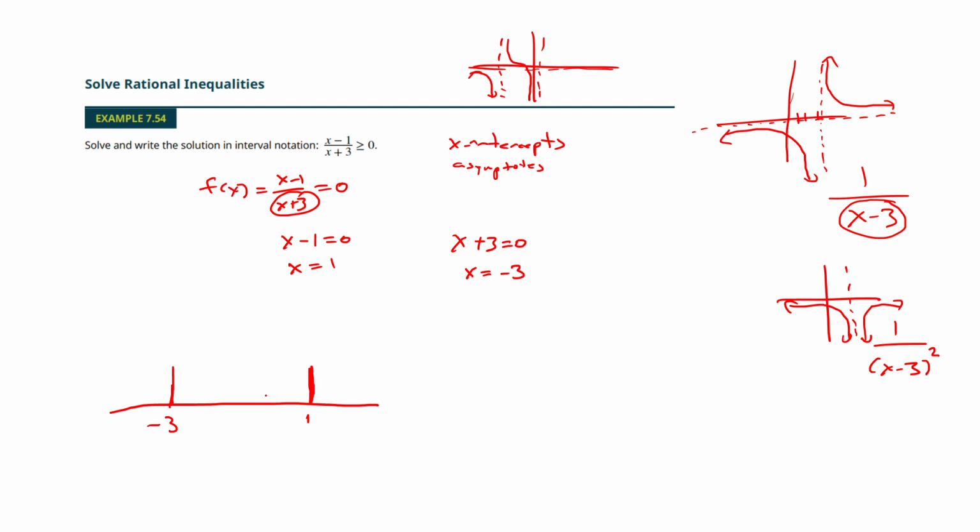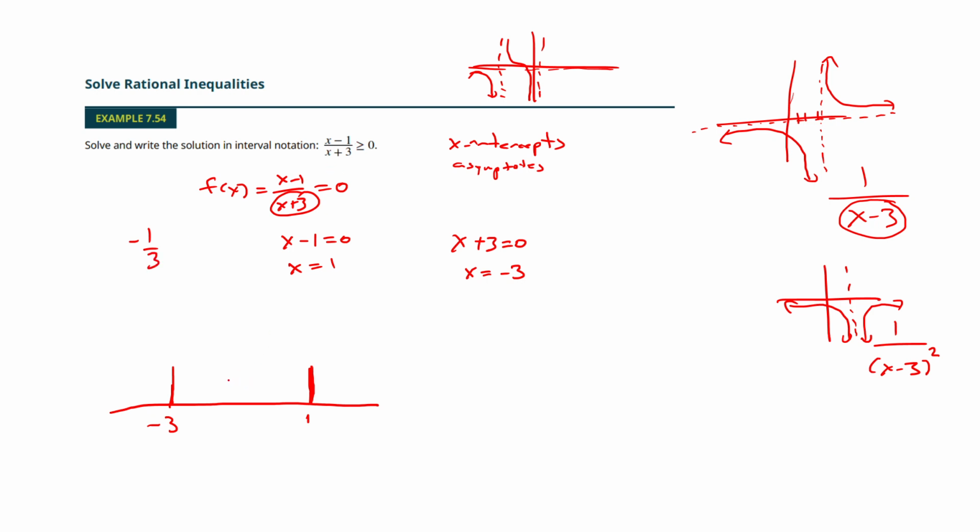We're going to pick values from each of the different regions, put them in, and all we need to know is if it becomes positive or negative. Now I'm going to start with this middle one because it's the easiest. I'm going to pick 0. So if I put 0 in for x, I'd have 0 minus 1 over 0 plus 3, I'd have negative 1/3. Does that make sense? Just put 0 in for both the x's, I'd have negative 1/3.